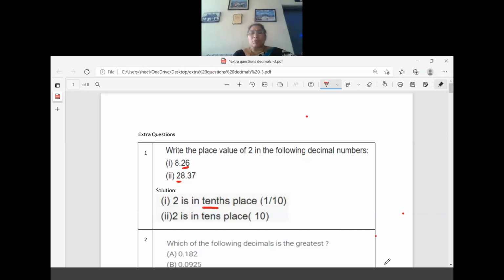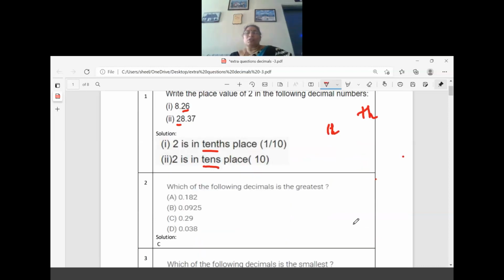But in the case of the second question, what happens to 2? It is before the decimal only, and you know very well which place value that is: the tens place value only. So when the digit is after the decimal, the word "th" will be added there, right? The word "th" is added after the decimal. Before the decimal, it is not there. So tenth place, hundredth place, thousandth place, like that "th" will be added.